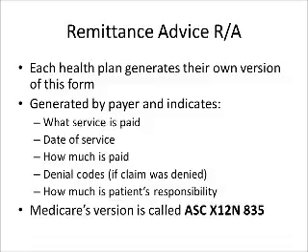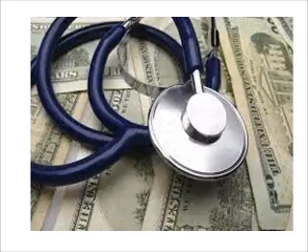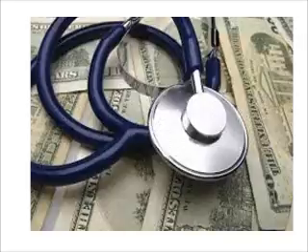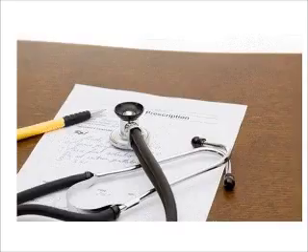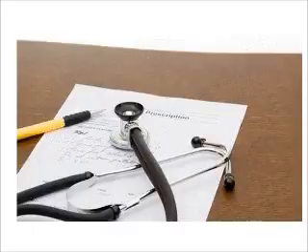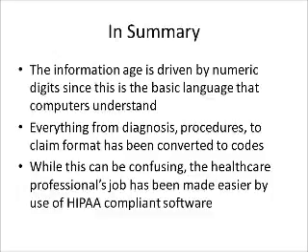A remittance advice, or RA. Each health plan generates its own version of this form. It's generated by the payers and indicates what services are paid, the dates of service, how much is paid, denial codes if the claim was denied, and how much the patient is responsible for. Medicare's version is called the ASCX12N835.